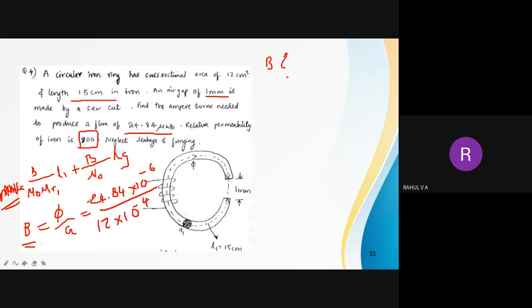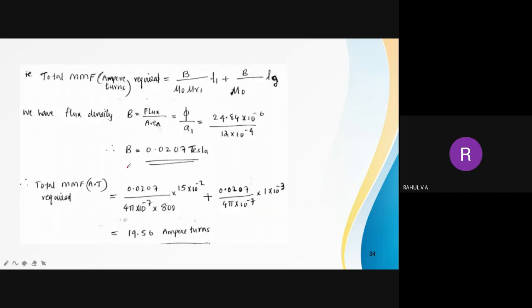So what is the answer? What is that value? Okay, it is the value of B. The value of B is 0.0207 Tesla. The unit of flux density is Weber per meter square, flux divided by area. The unit of flux is Weber and the unit of area is meter square. Or you can write Tesla, T.